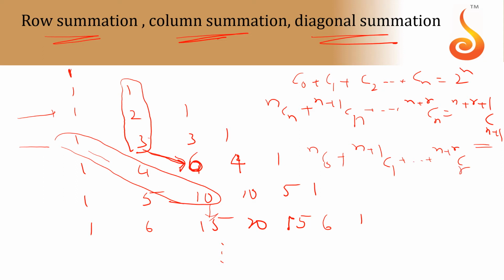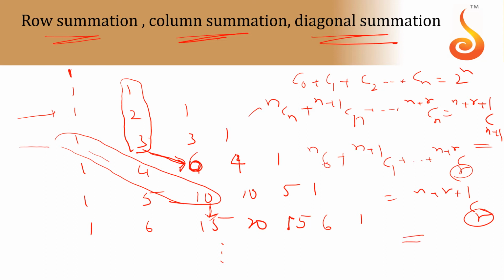r, which will be n plus r plus 1 C r, because going just down means only the row number will increase, and the last will be the suffix. So this is called diagonal summation.